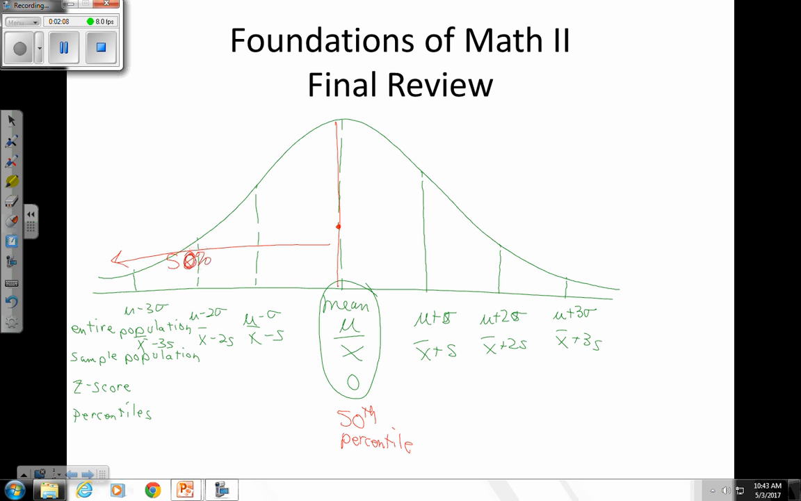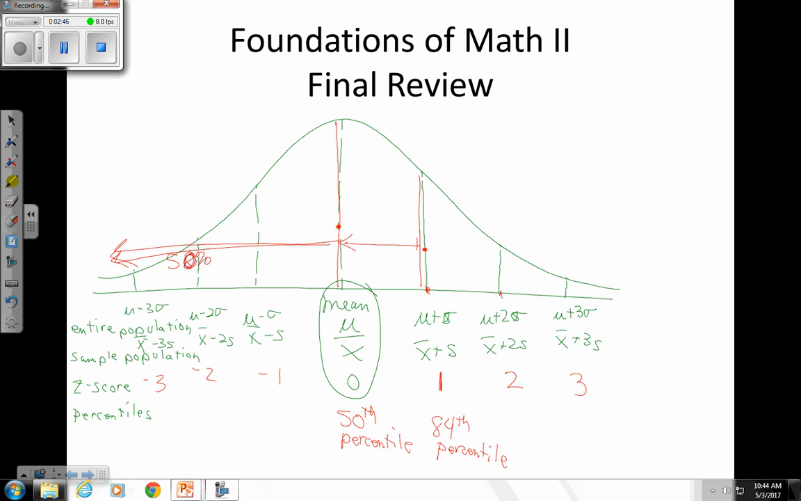And if you're 1 standard deviation above the mean, you have a z-score of 1. If you're 2 standard deviations above the mean, you have a z-score of 2, or 3 above. Below the mean, this would be a -1, a -2, and a -3. Now, if you have a z-score of 1, you're going to be at the 84th percentile, because it means you scored not only better than 50% of all the people, but you also scored this much more better.